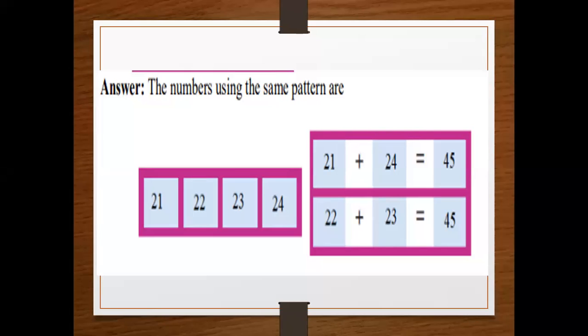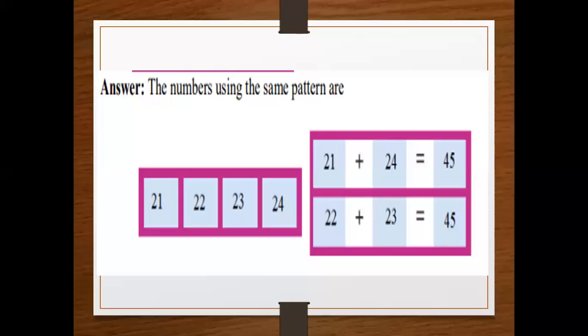I have only 4 numbers. If you want, you can take 6 numbers like this. This pattern is correct for any numbers. If you take continuous numbers, any 4 numbers, 6 numbers, 8 numbers, 10 numbers, first and last, second and second, third and third, always right. Always you will get the same result.